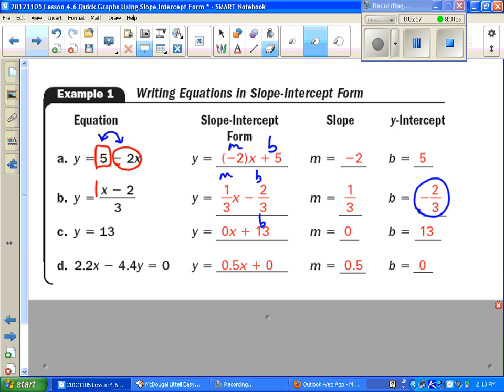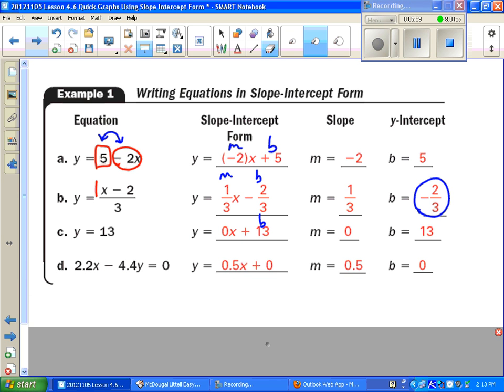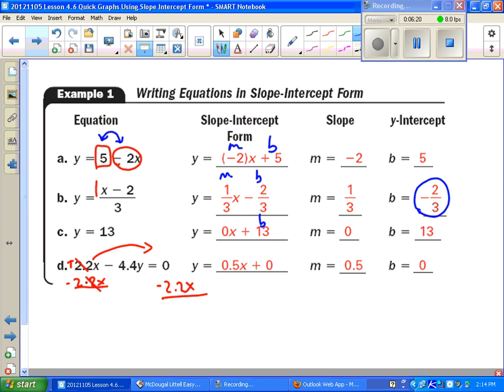And then the last one, 2.2x minus 4y equals 0. You need to move everything to the other side of the equation to get y by itself. So you want to move 2.2x over to the other side. It's positive 2.2x, so you subtract 2.2x. When you do that, it cancels out. You have to subtract 2.2x on this side. You're left with negative 4.4y equals negative 2.2x, just to go one step shorter, plus 0.